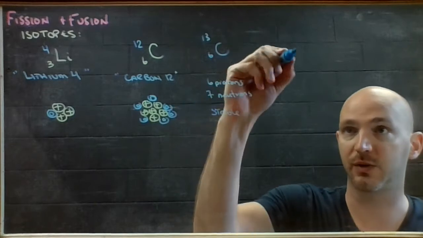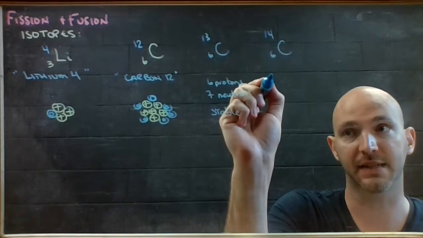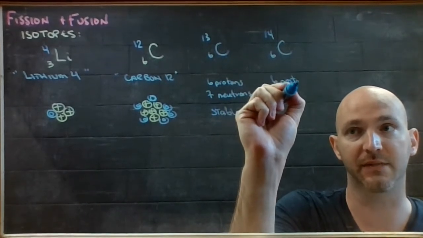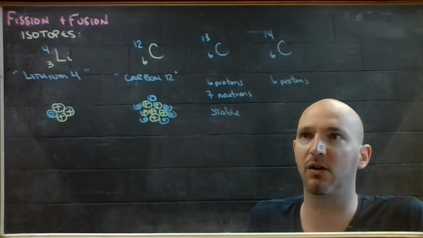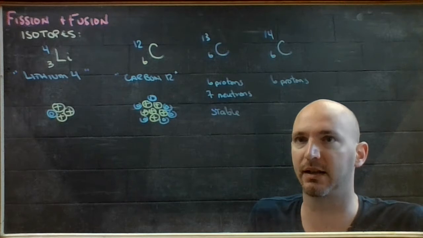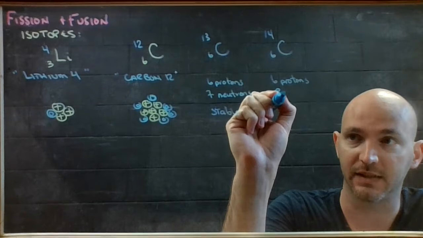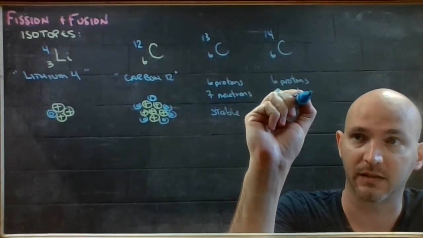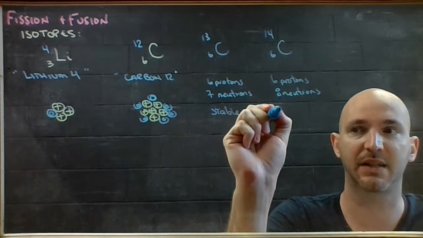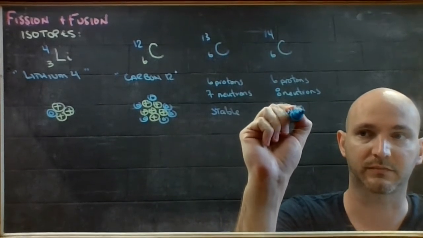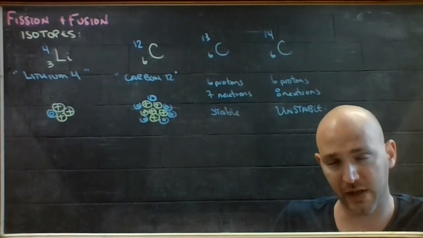If you add 1 more neutron to that pile, you get carbon-14, which still has 6 protons. You notice that all the carbons have 6 protons, right? That means that they all have 6 electrons, which means they all behave chemically essentially the same. But this one has 8 neutrons inside of its nucleus. And so this one, for whatever reason, there's too many neutrons in this, this becomes unstable. So that means it's going to break down, and it can break down in a few different ways.